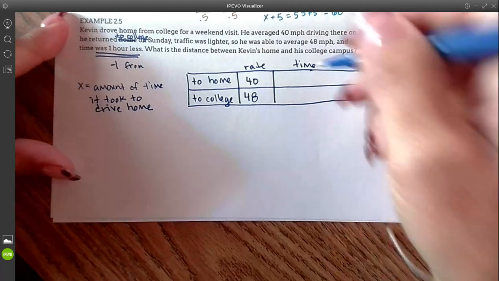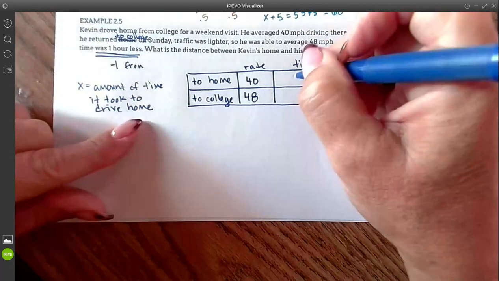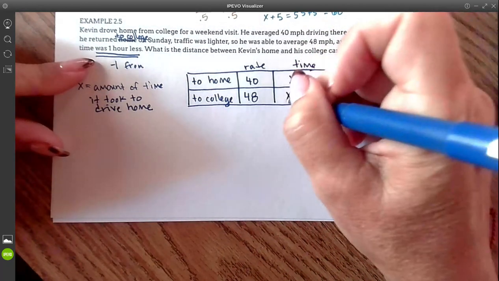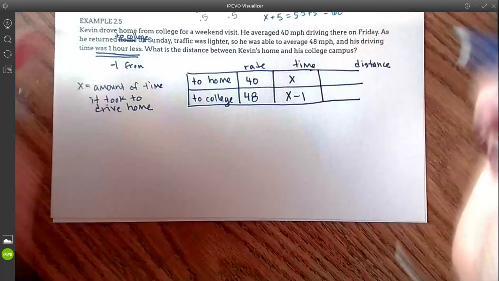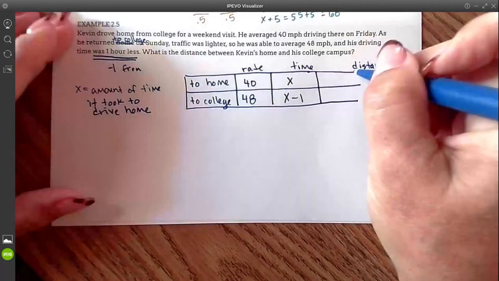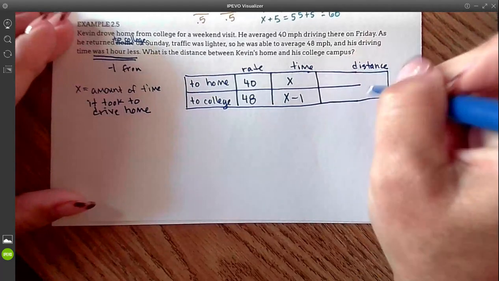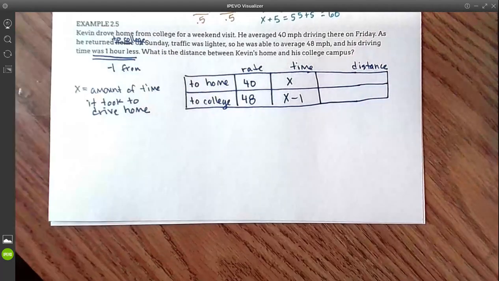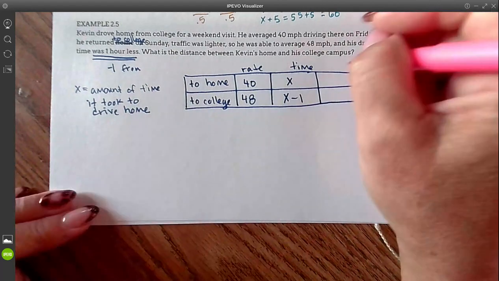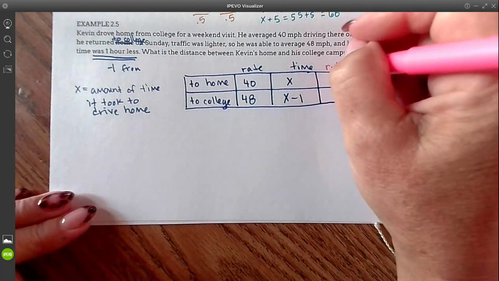Not to college. Amount of time it took to drive home. So I'm going to put x there, and then it took an hour less, so I'm going to make this x minus 1. So I have my 2 columns filled in from the information I was given, and then I'm going to fill in my 3rd column using the formula. Again, since I'm filling in the distance column, I'm going to take the rate column times the time column.